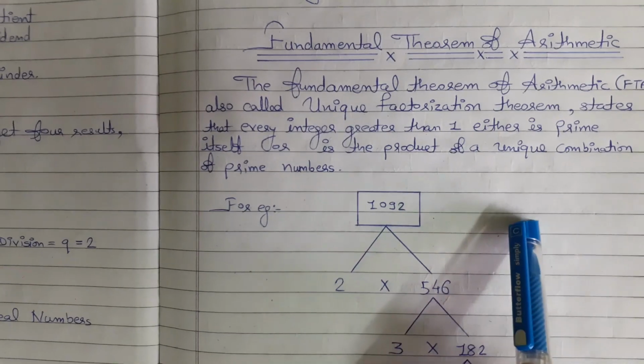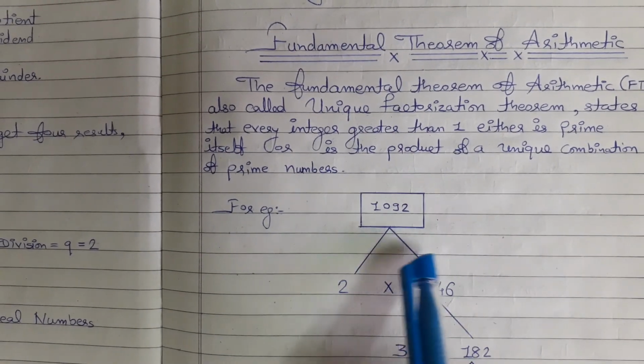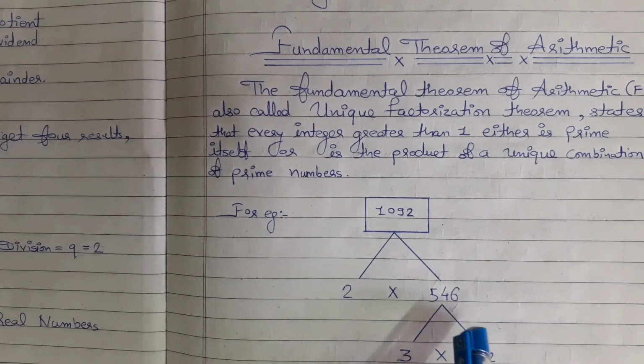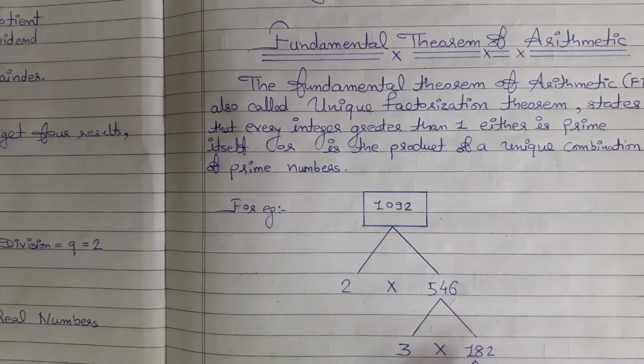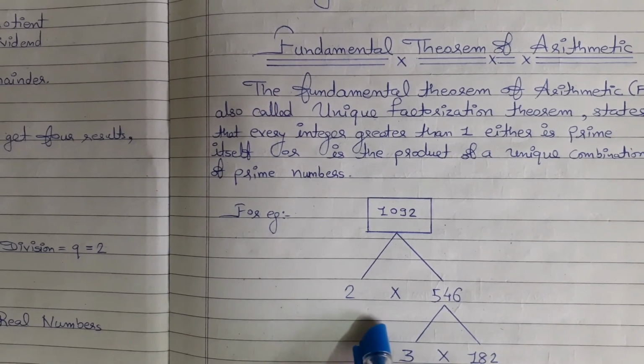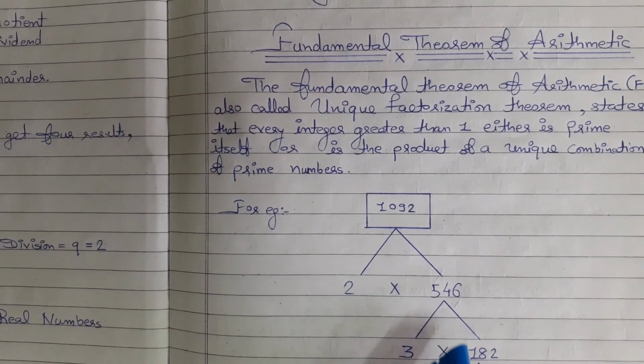In simple terms, what is FTA? FTA is nothing but the multiplication of numbers that are not prime. The numbers which are not prime come under the group of composite numbers.